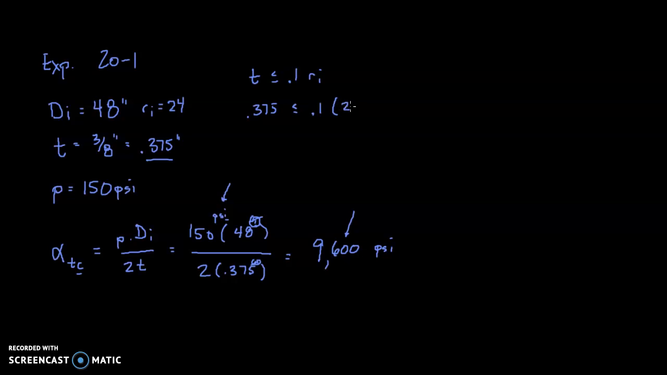So 0.1 times 24 is going to be 2.4. Okay, so is 0.375 less than 2.4? Yes, it is. So this is a thin-walled pressure vessel, so this formula is valid, and the tensile stress in the walls of the cylinder is 9,600 psi.